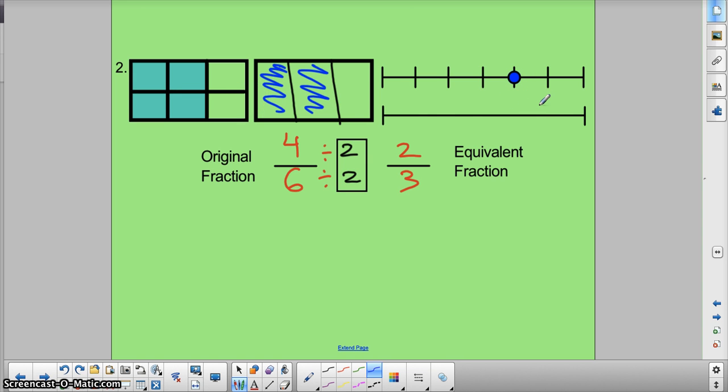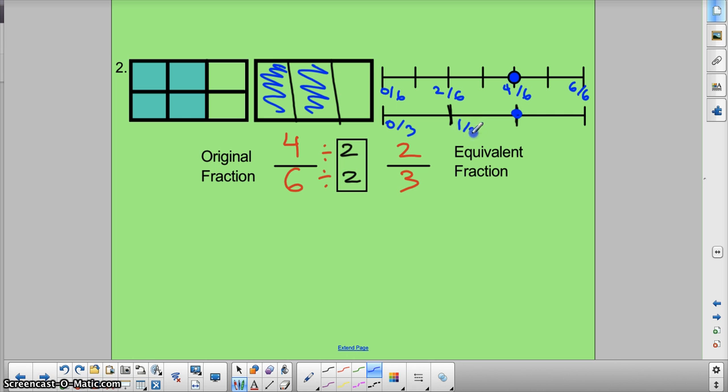I'm going to go ahead and label. We're starting out with 6ths. 0/6, 2, 4/6, and 6/6. Okay, let's see if I can get these to match. I want my point to equal 2/3, so I know this point right here, that's what I want to equal 2/3, so let's get it to match. So it's going to be 0/3, 1/3, 2/3, 3/3. Let's label.